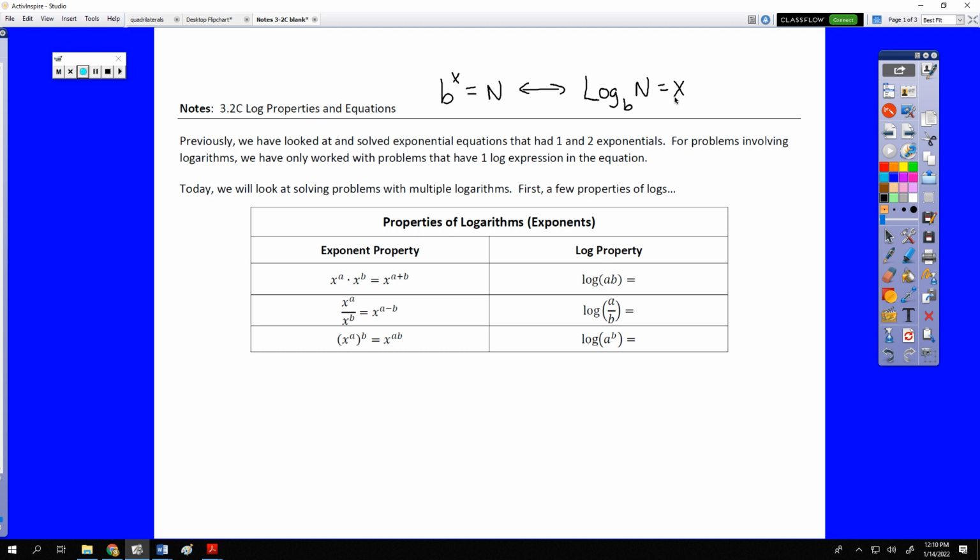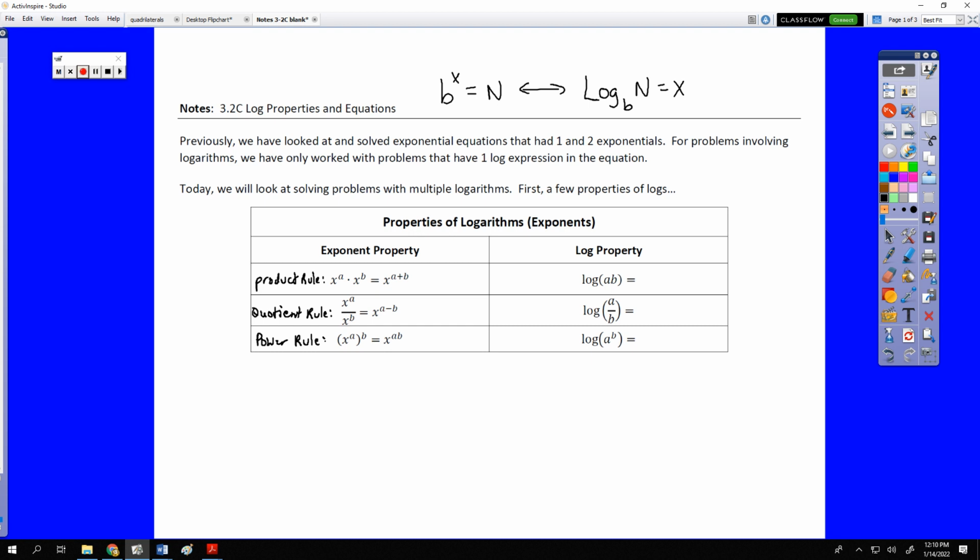You've got your product rule, your quotient rule, and your power rule. These three rules should look familiar. They're from algebra. The product rule states that if I have two exponentials with the same base and I multiply those expressions together, I should add the exponents. X to the a times x to the b is x to the a plus b.